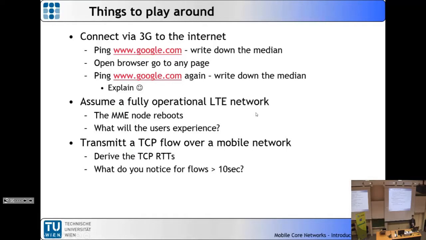The second part would be that you can also select something else. Assume a certain state, a certain network, and you assume that one of the nodes is failing. So for example, an MME node is rebooting. What is happening next? This would be just to tease your brains a bit. There's no right or wrong. It's just that you think about what happens if this entity goes down.